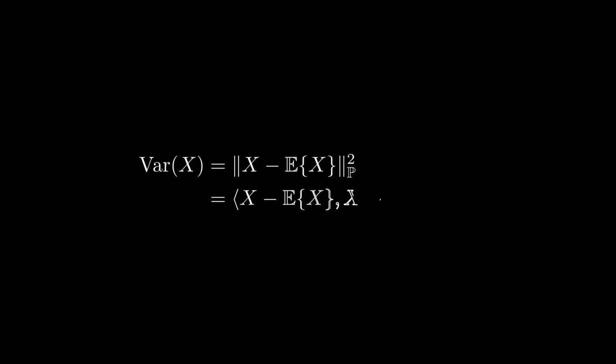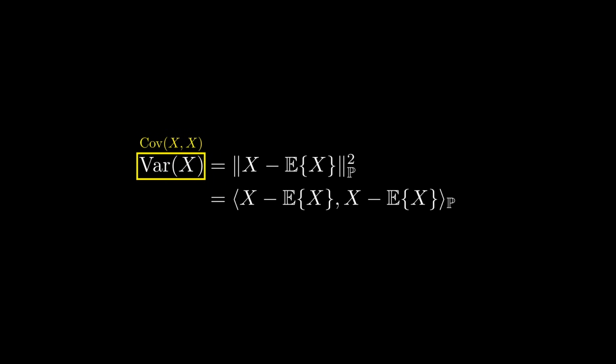Okay, so let's go to the covariance. We've seen that the variance is the squared norm of the residual of X, and we know that this norm is defined in terms of a scalar product. However, as you probably know, the variance can also be written as the covariance of X with itself.